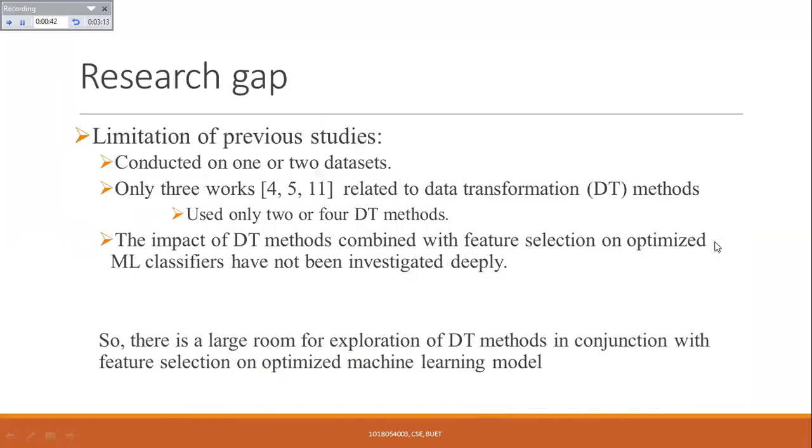So what is the research gap? This table clearly shows the research gap. Most of the research was conducted on one or two data sets. Only three of them use data transformation methods, and they use only two or four data transformation methods. The impact of data transformation methods combined with feature selection and machine learning has not been investigated deeply. So there is a large room to explore data transformation methods in conjunction with feature selection and representation learning models.